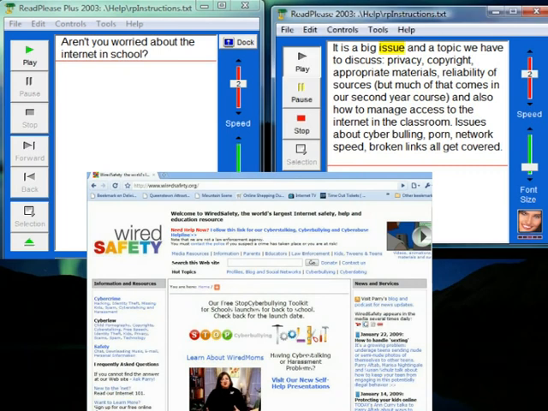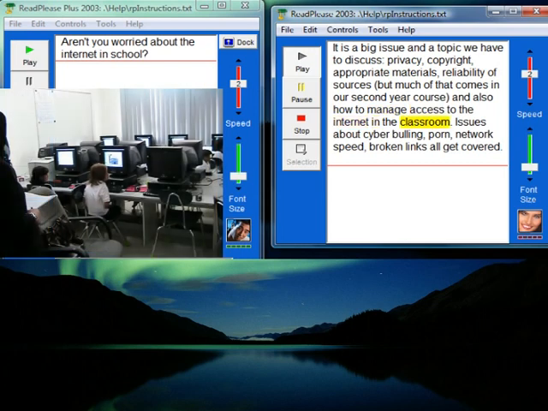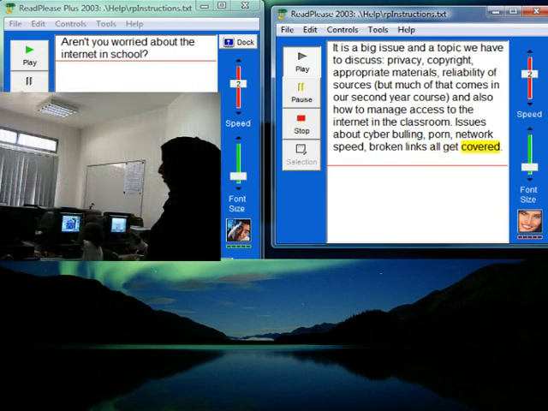It is a big issue and a topic we have to discuss: privacy, copyright, appropriate materials, reliability of sources, but much of that comes in our second year course, and also how to manage access to the internet in the classroom. Issues about cyberbullying, porn, network speed, broken links all get covered.